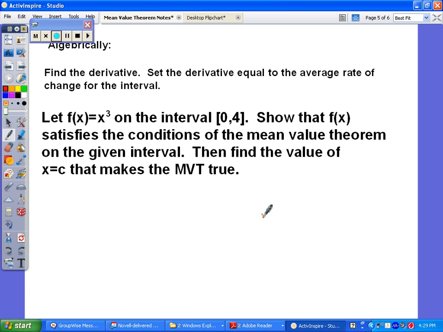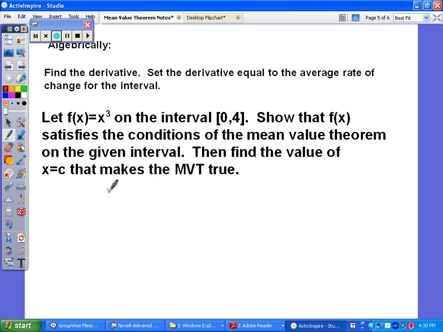So a problem that you're going to have to do is find the value of c algebraically that satisfies the mean value theorem. So algebraically, to find the value of c, we find the derivative and we set the derivative equal to the average rate of change for that interval. So here's an example. It says f of x equals x cubed on the interval 0, 4. Show that f of x satisfies the conditions of the mean value theorem, and then find the value of x equals c that makes the mean value theorem true.